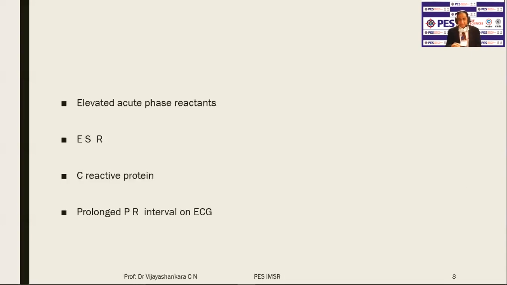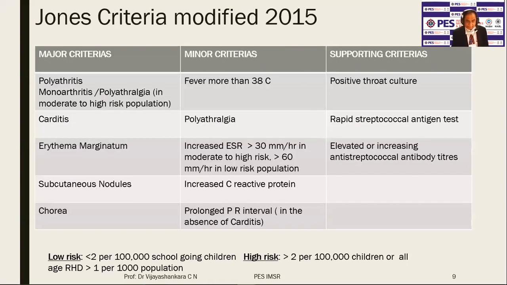This is a finding. If there is no carditis, if you are dealing only with a child with rheumatic arthritis, polyarthritis, migratory polyarthritis, then you take an ECG and look for a prolonged PR interval. Then you know that it is acute rheumatic fever. But if there is already a carditis, then this clinical sign may not be very important.